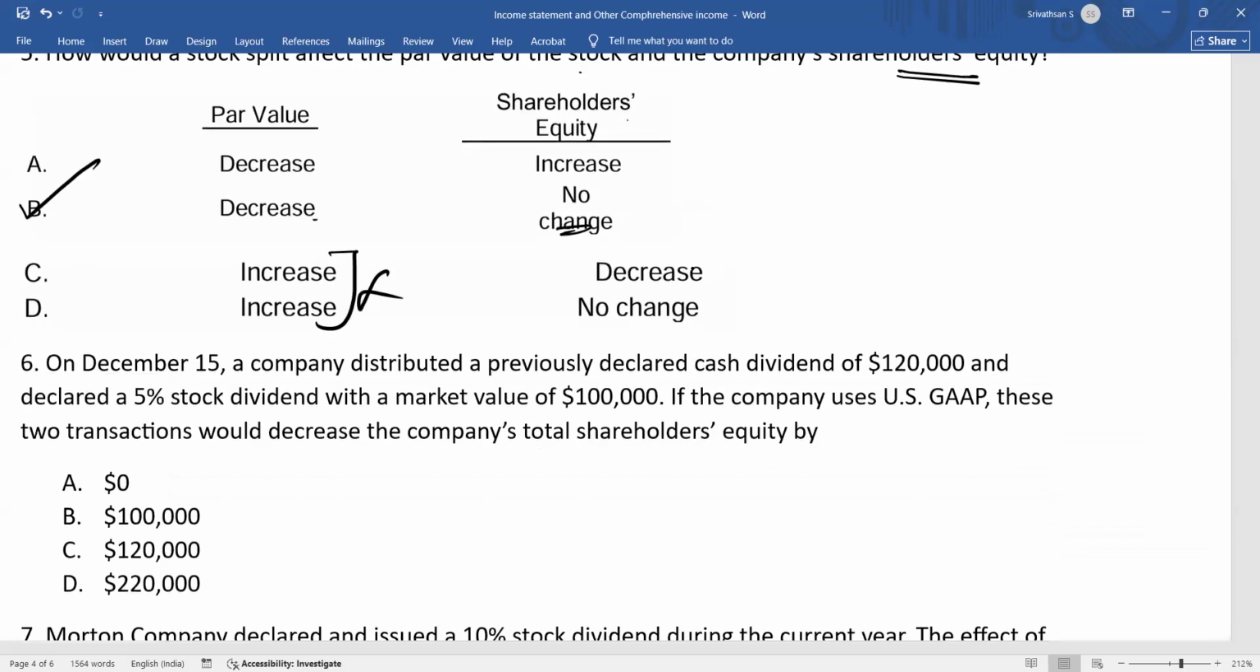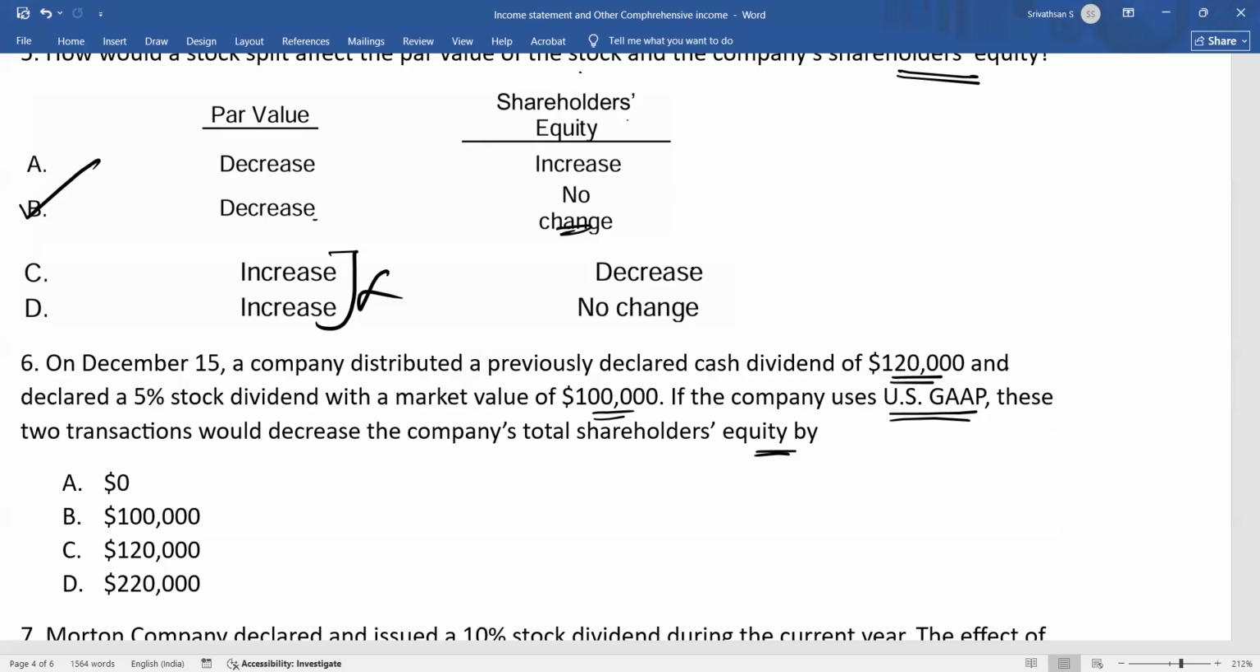Sixth question. On 15th December, a company distributed a previously declared cash dividend of 1,20,000 and declared a 5% stock dividend with a market value of 1 lakh. If the company uses US GAAP, these two transactions would decrease the company's total shareholder equity by how many rupees? So here we have to understand two things. One, the company distributed a cash dividend. The company is not declaring the cash dividend. The company has distributed a cash dividend of 1,20,000.